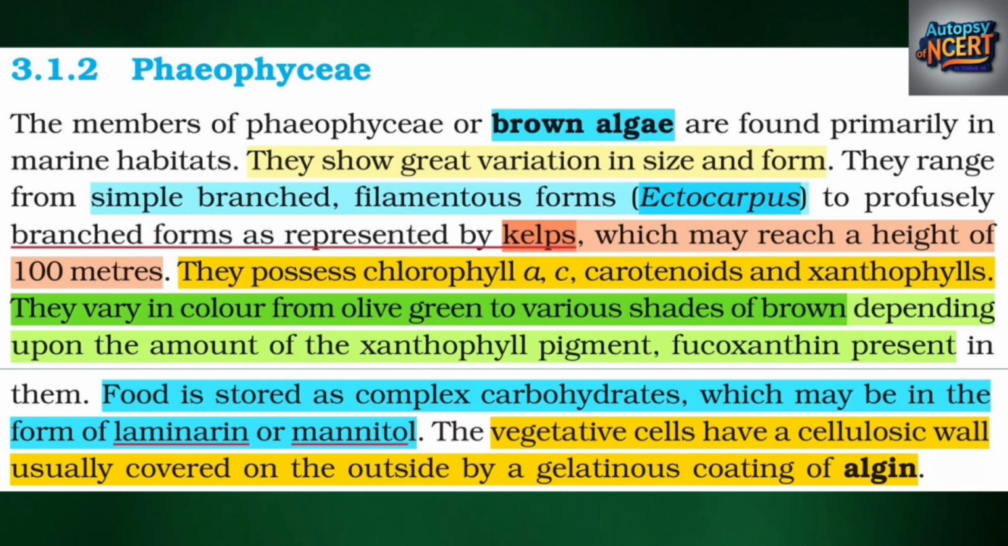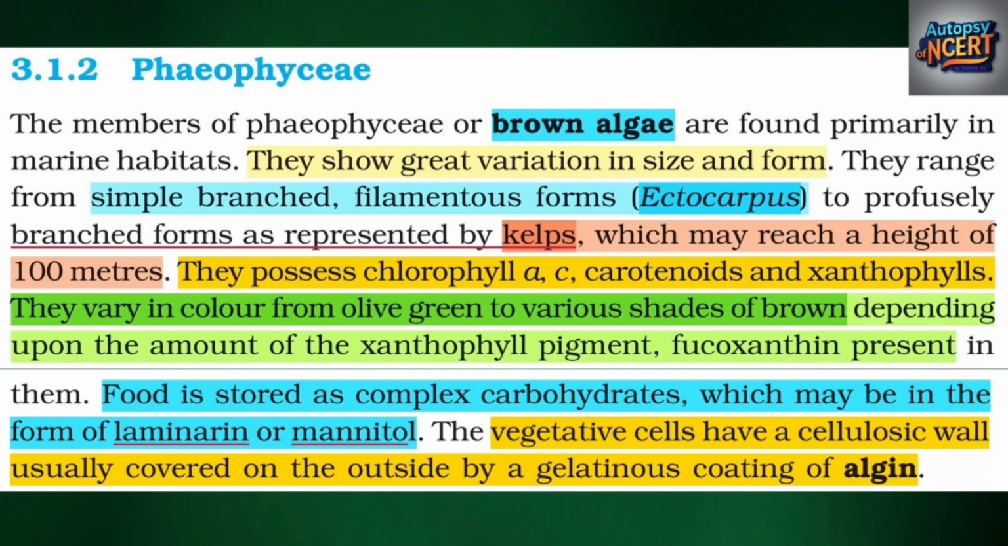3.1.2 Phaeophyceae. The members of Phaeophyceae or brown algae are found primarily in marine habitats. They show great variation in size and form. They range from simple branched, filamentous forms, Ectocarpus, to profusely branched forms as represented by kelps, which may reach a height of 100 meters. They possess chlorophyll a, c, carotenoids and xanthophylls.